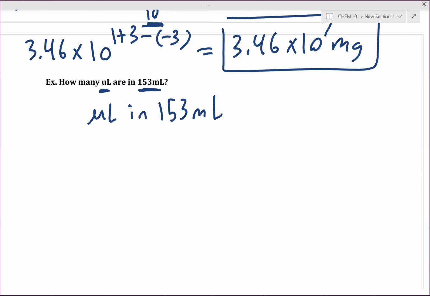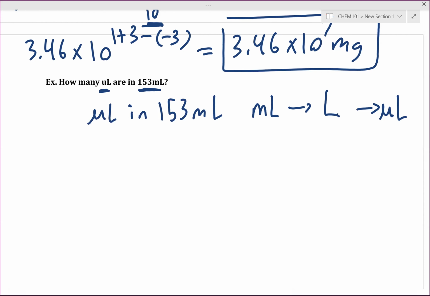Okay, so let's start with a map. What units are we starting from? Milliliters, yep. So we're starting from milliliters. And what is our end goal? Microliters, yep. Okay, so what is our intermediate step? What intermediate units do we need to go through? Liters, exactly right. We always go through the base unit.